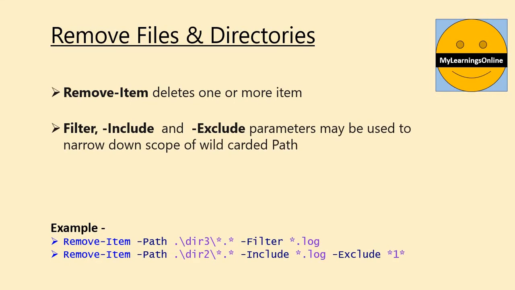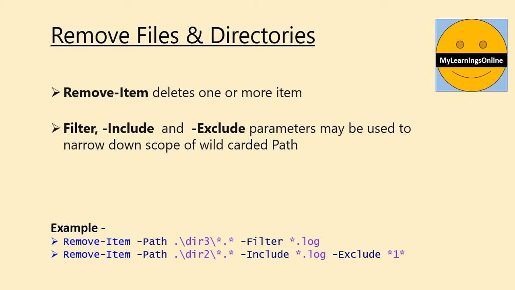Include, exclude, and filter parameters are used to limit the coverage of a wildcarded path. The filter parameter is always preferred over the include and exclude parameters wherever possible because in some cases the filter parameter may work faster than include and exclude parameters.